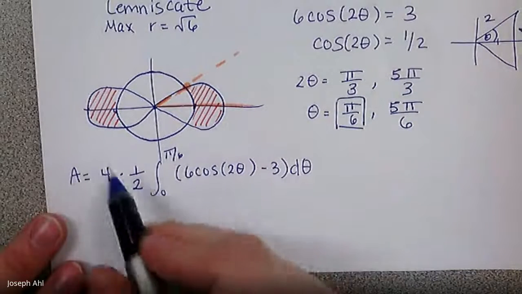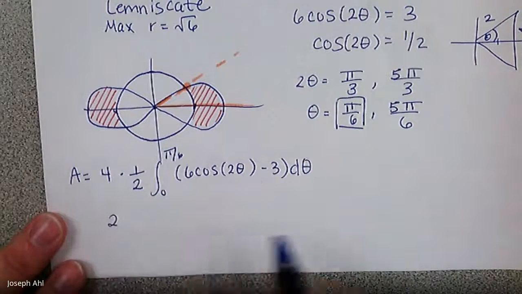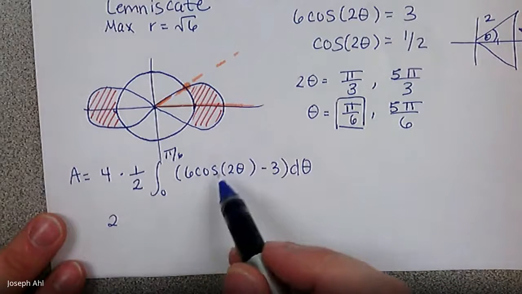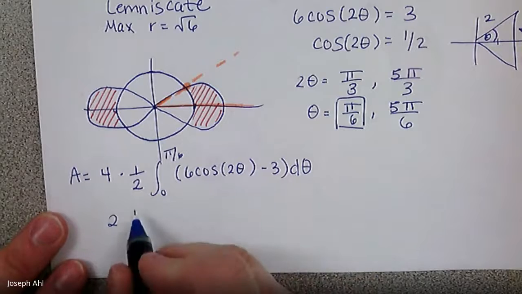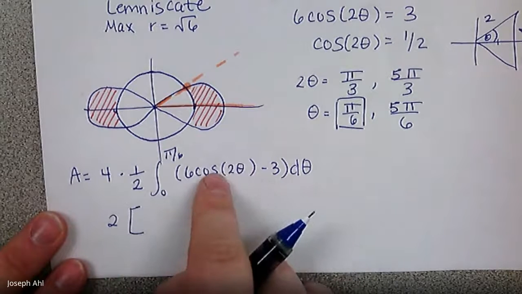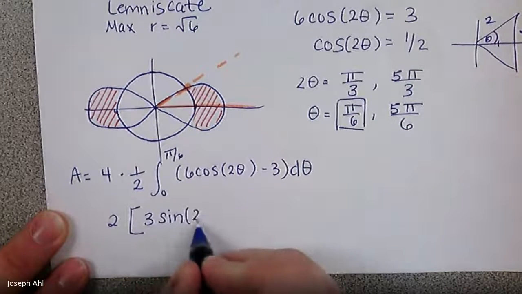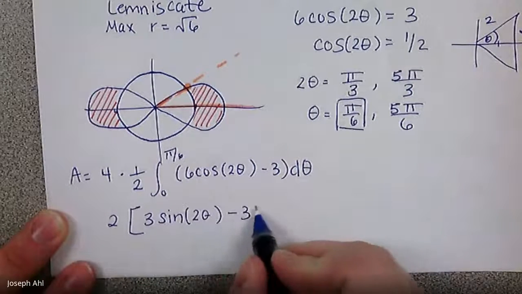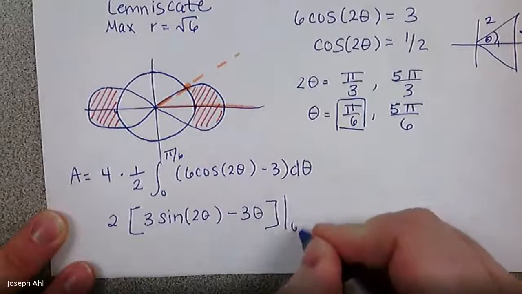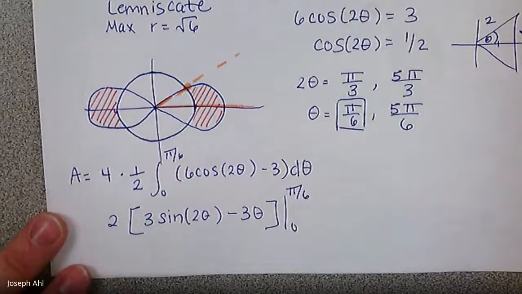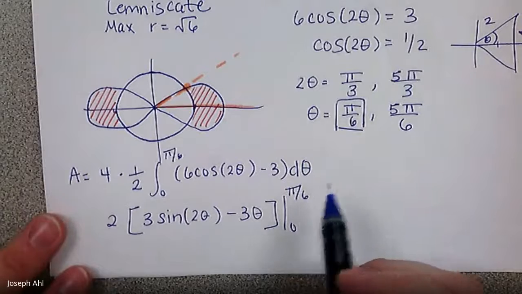All right, and now that we have that there, half of 4 is going to be a 2 on the outside, and we're ready to integrate. We don't have to do any cleaning up at all there. So the integral of cos 2 theta is going to be sine 2 theta over 2, with the 6 on the outside. Now we have 3 sine 2 theta, and then minus 3 theta, from pi over 6 down to 0.